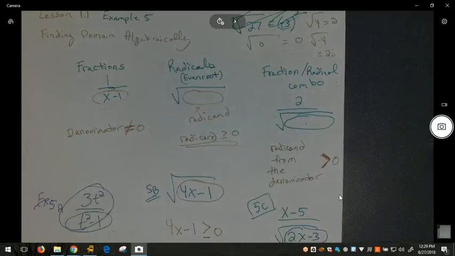We'll be doing some more practice with this tomorrow. Hopefully you were able to follow this. If you'd like, you can look in your book at some additional examples. Again, example 5 from lesson 1.1.